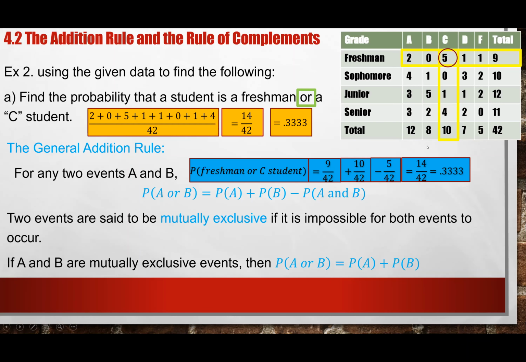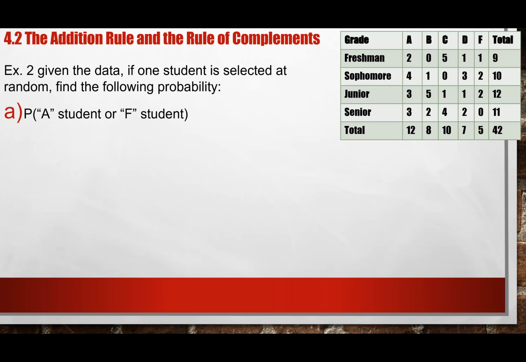Okay, so let's practice, right? Let's throw this at you. Same data, just a different color. Given the data, if one student is selected at random, find the following probabilities. First, find the probability of an A student or an F student. Looking at this, you say, well, Mr. Tran, I see the "or" here, right? That's the first thing. You recognize that this is an "or".